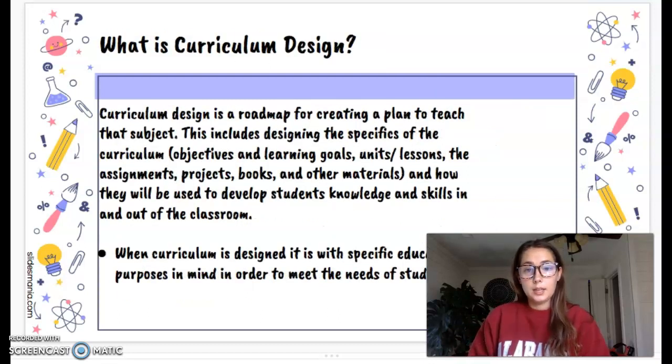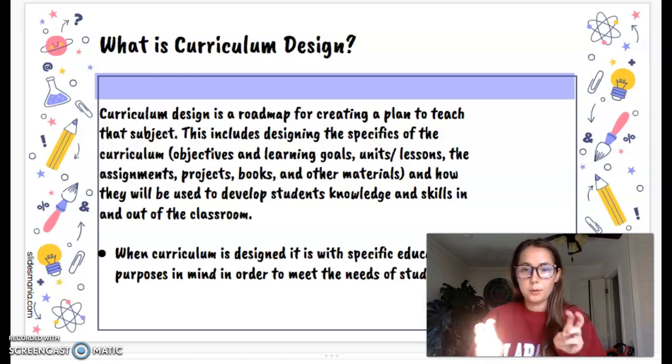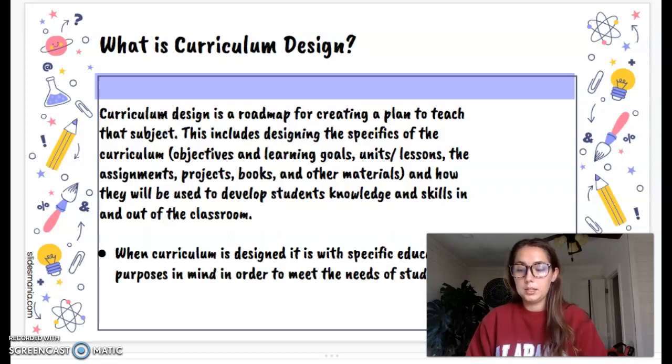What is curriculum design? Curriculum design is the overall guide or map for creating those events and activities and lessons. And when planning to teach a certain subject, you use this guide to help you map out the way that the course is going to look throughout the school year. It's mainly the specific educational needs of students that are taken into consideration when designing curriculum.